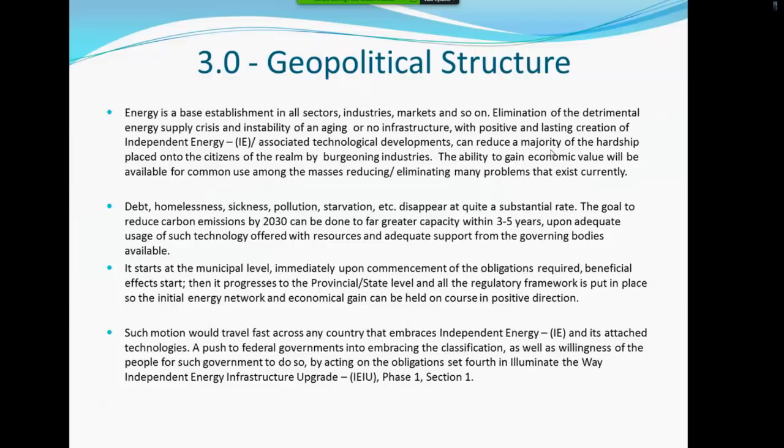The goal to reduce carbon emissions by 2030 can be done to a far greater capacity within 3 to 5 years easily, upon adequate usage of such technology offered with resources and adequate support from the government bodies available. Now, that's what Illuminate the Way Independent Energy Infrastructure Upgrade does, is help the government bodies understand and follow in line and see, oh, this is what we do.